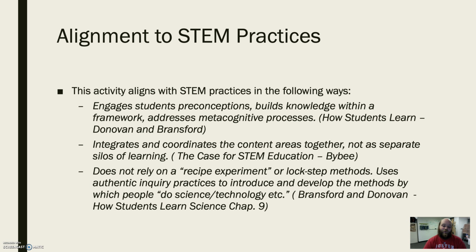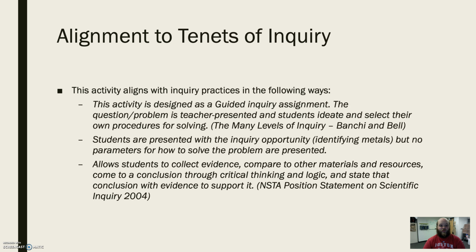And we don't rely on a recipe experiment or lockstep methods. It uses an authentic inquiry process to introduce and develop methods by which people do science or technology. So we're not saying, okay, now take this and stick it in here and you'll get an answer. So that's how I align with STEM practices. The students are coming up with the methods on their own, which is more akin to what a material scientist would be doing to investigate the properties of a material that they're working with.